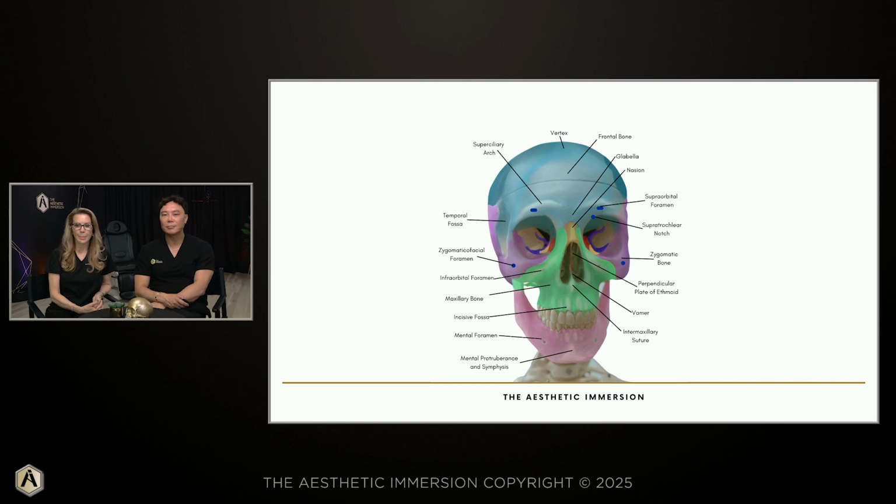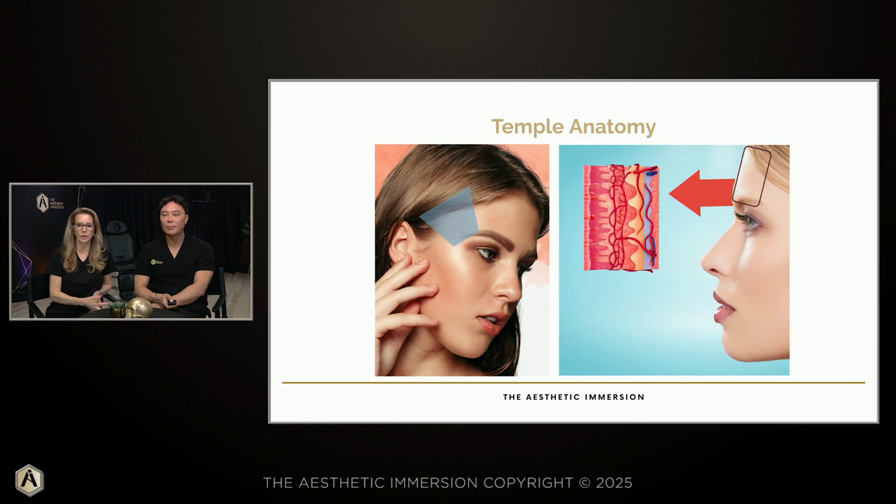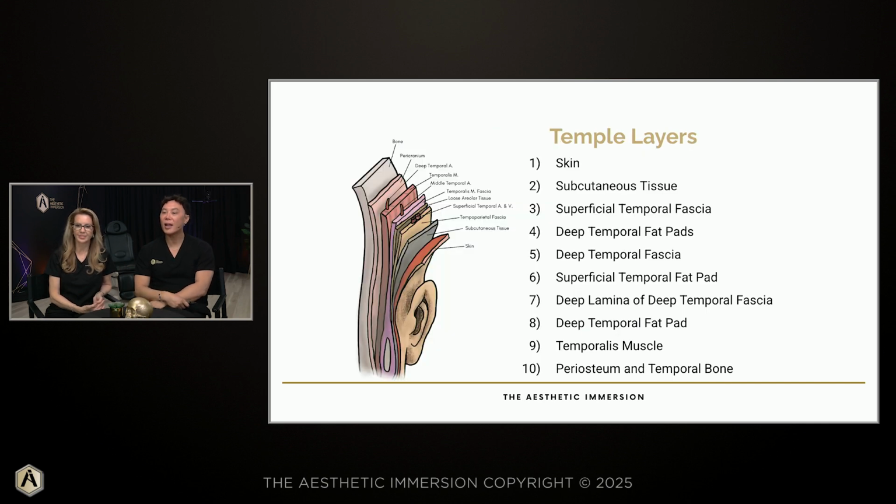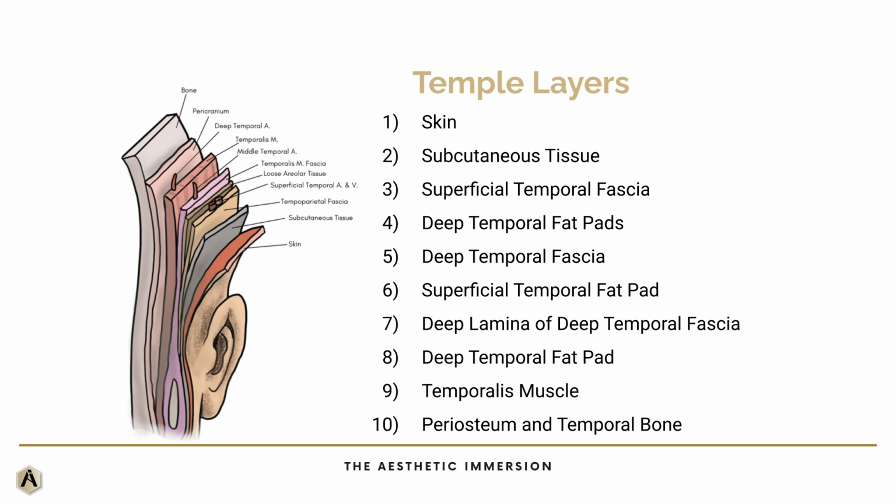Anatomy. We're going to go to anatomy. So these are the bones. And that whole temporal fossa goes back behind the ear area, like back near the ear. So this is temporal anatomy. We're going to cross-section it out and see what's going on right in here. So these are the layers, 10 layers: skin, subcu, superficial temporal fascia, as you can see. Then there's the deep temporal fascia, a superficial temporal fat pad, then a deep lamina of the deep temporal fascia. Then there's the deep temporal fat pad and the temporalis muscle. And then there's the periosteum and the bone.